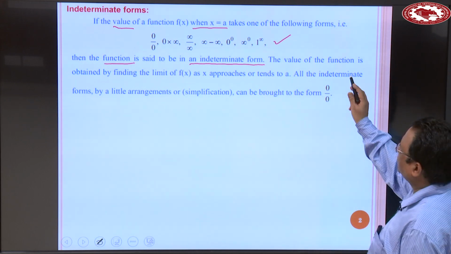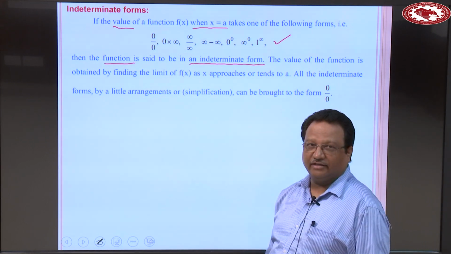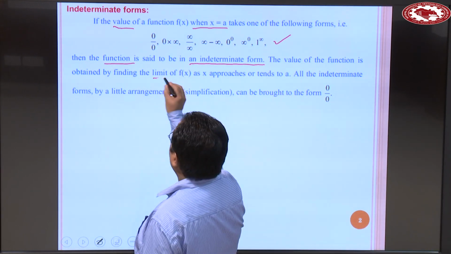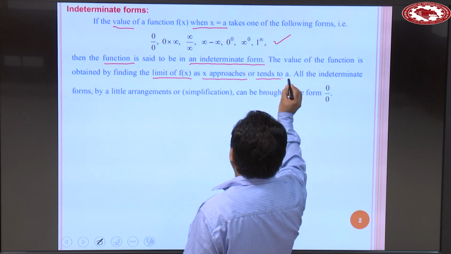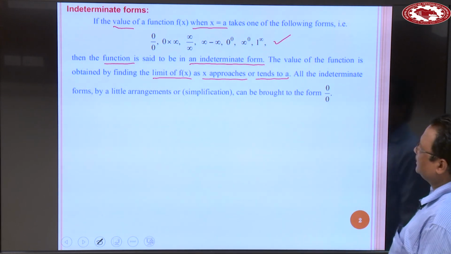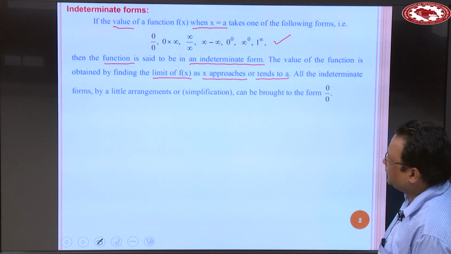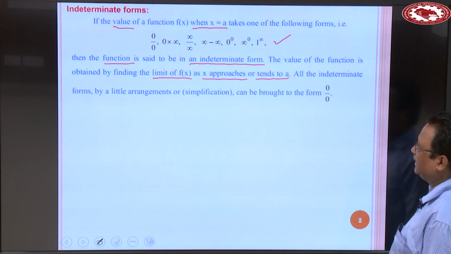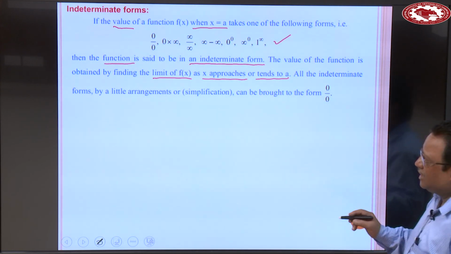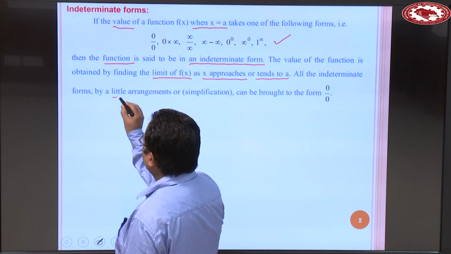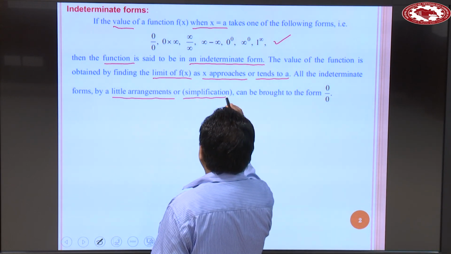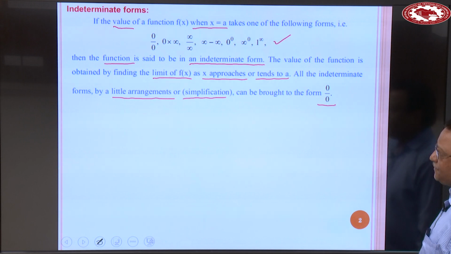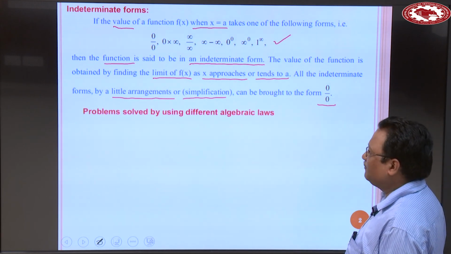And the value of the function is obtained by finding the limit of f(x) as x approaches or tends to a. So, all the indeterminate forms, by a little arrangement or simplification, can be brought to the form 0 over 0. Problems are solved by using different algebraic laws.